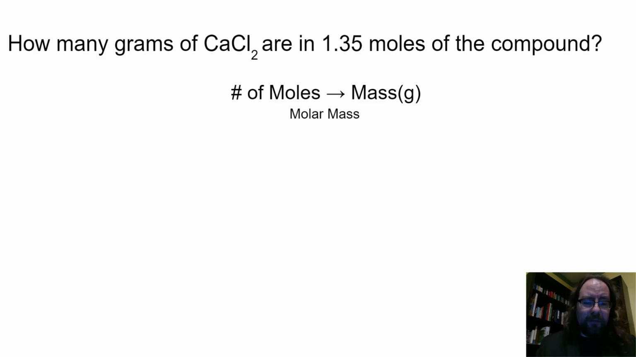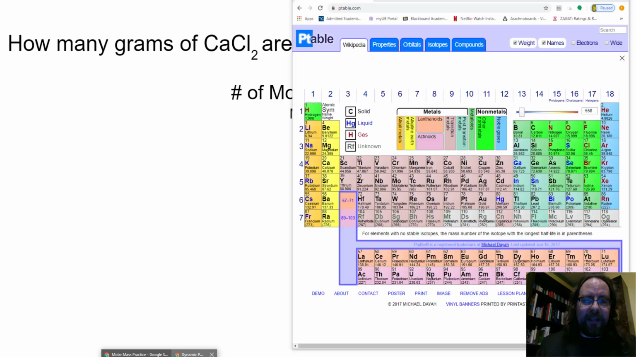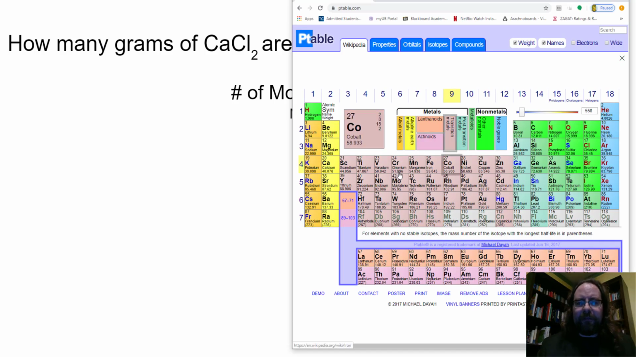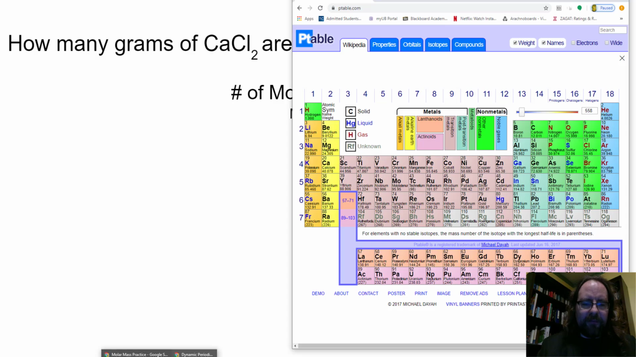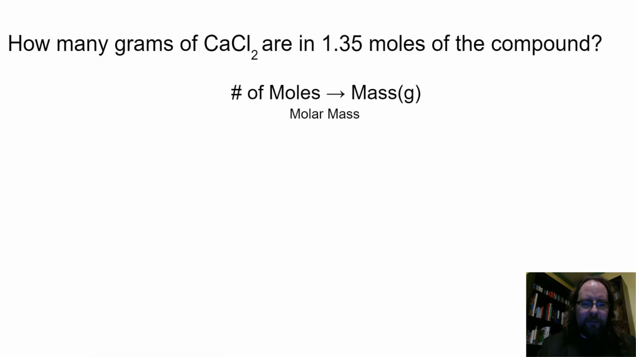Now, I like to have a dynamic periodic table on hand, and you can go to ptable.com and you can get one of these. This is pretty nice, has lots of information. I immediately see that calcium is one of the elements that are involved here, so I'm going to have to find the molar mass of calcium, and here I can see that it says 40.078. So we're going to be using a periodic table for the information that we're doing here.